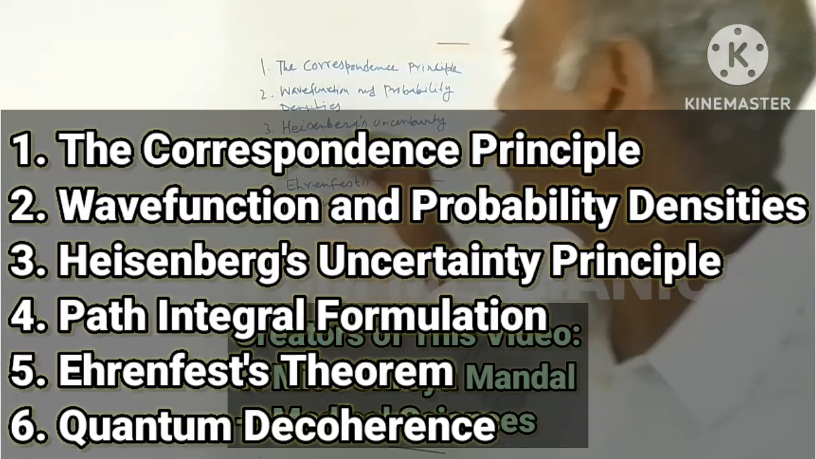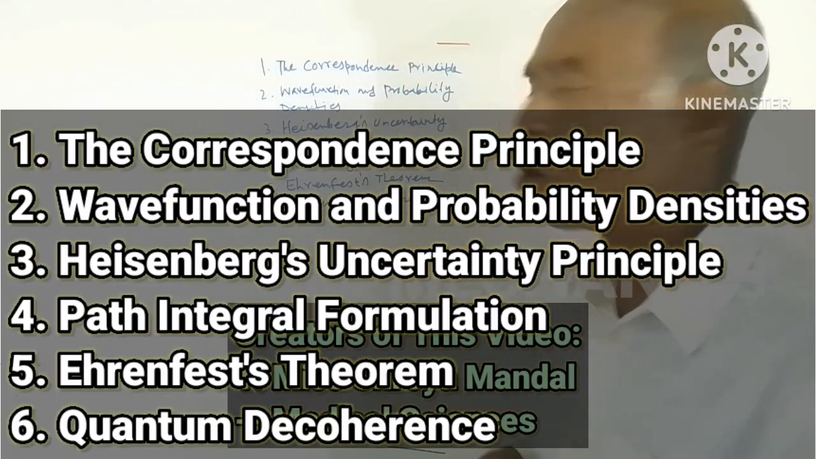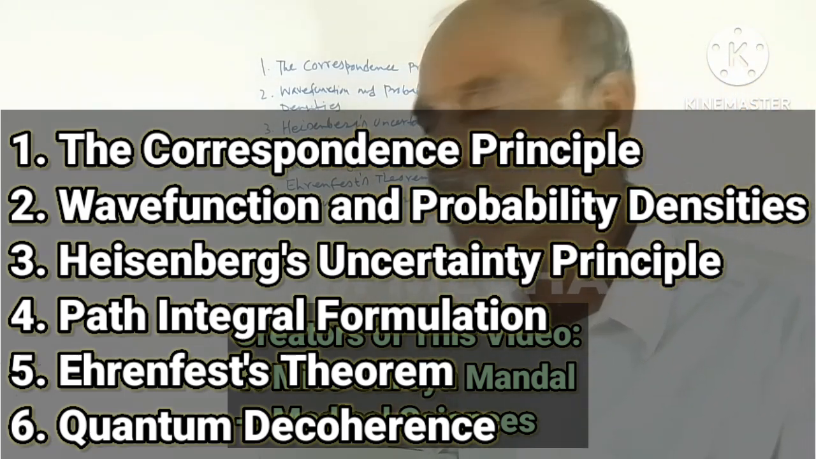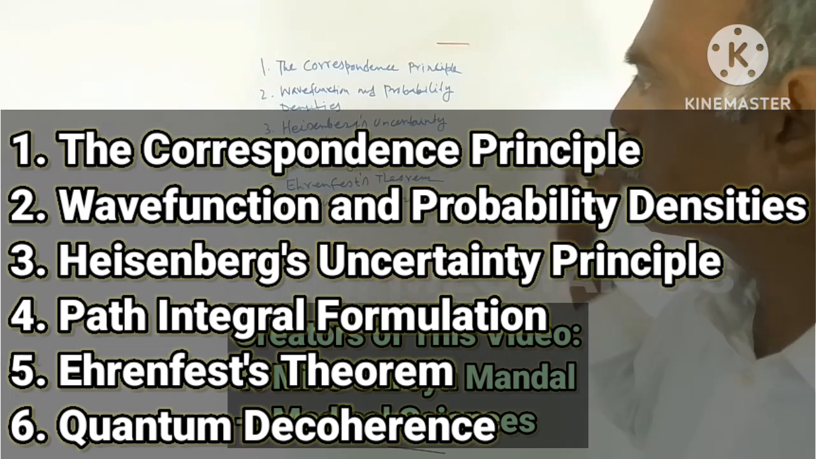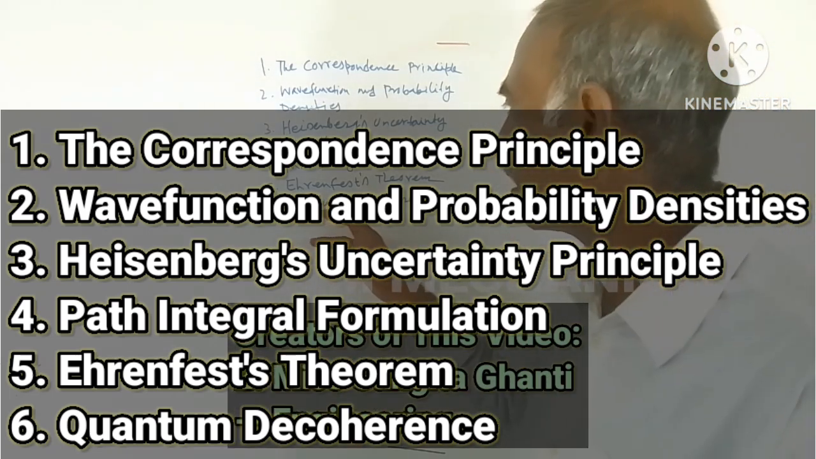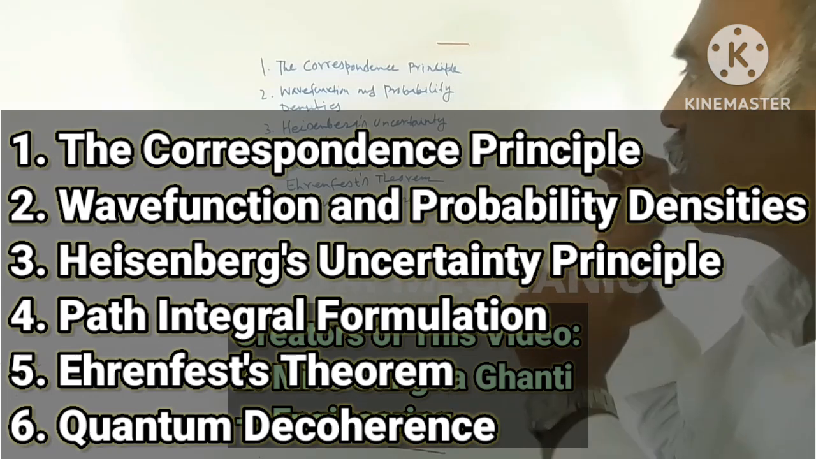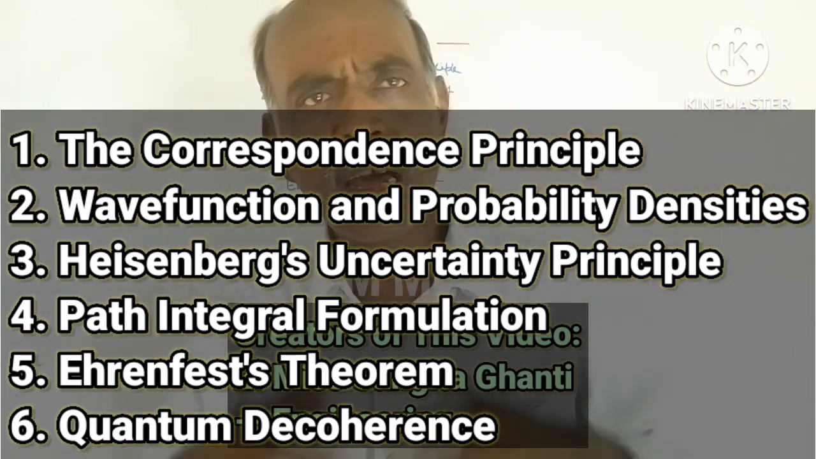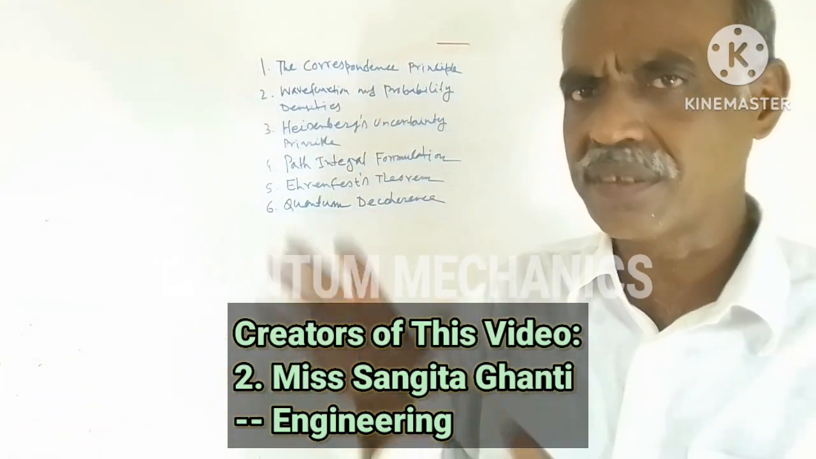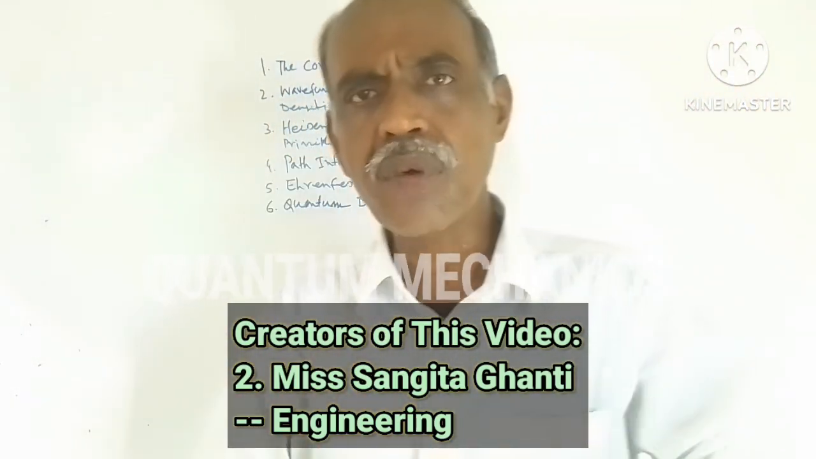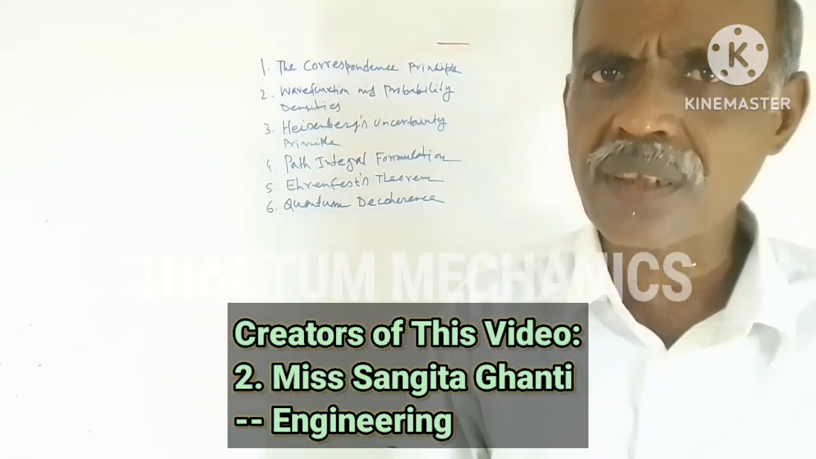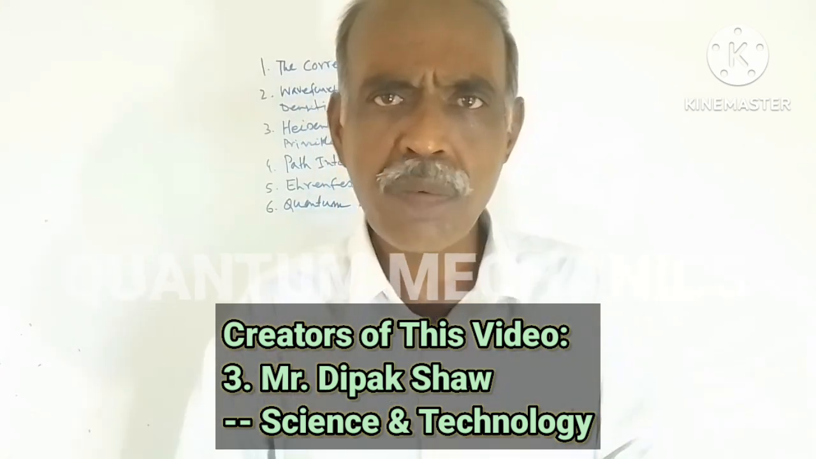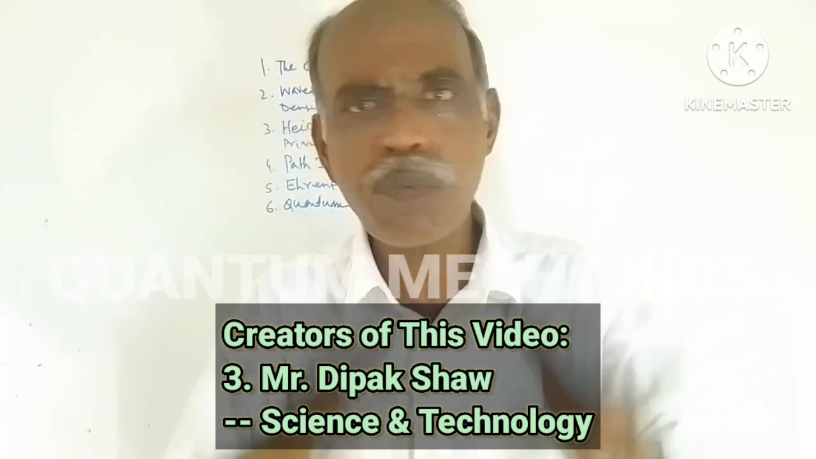Here I have noted down a few points such as the correspondence principle of Niels Bohr, wave function and probability densities, Heisenberg's uncertainty principle, then comes Richard Feynman's path integral formulation, then the Ehrenfest theorem, and quantum decoherence. I have noted down only 6 points; there are many more. Anyway, if you analyze all these points one by one, then in each case you will find that classical mechanics is a special case of quantum mechanics.